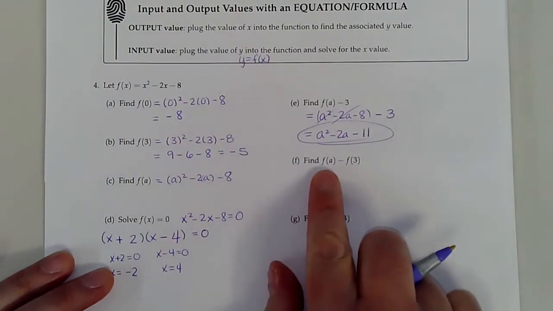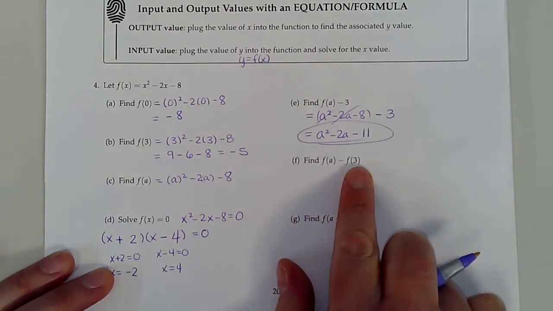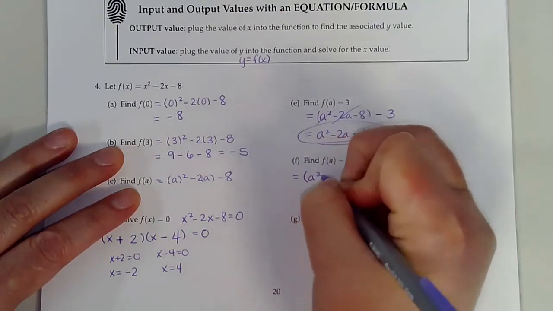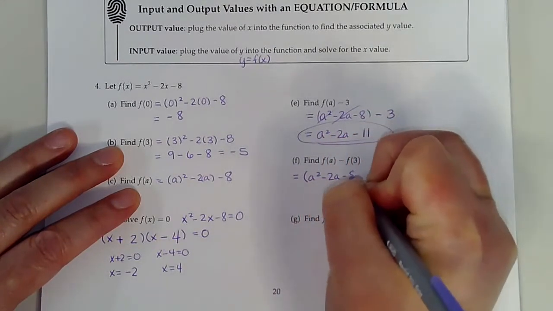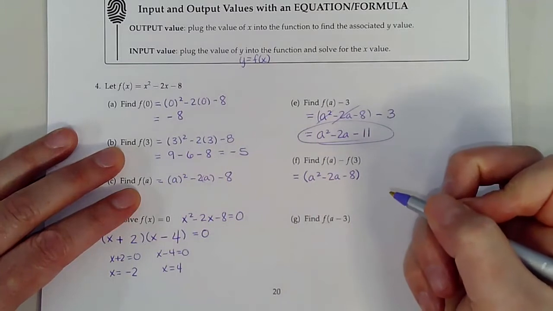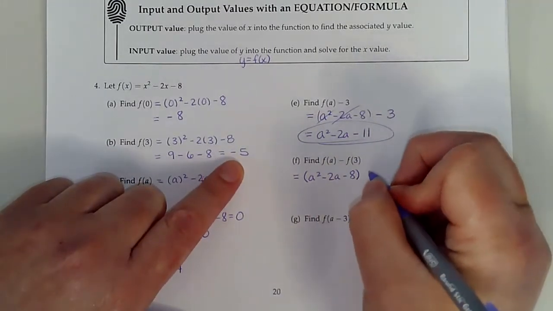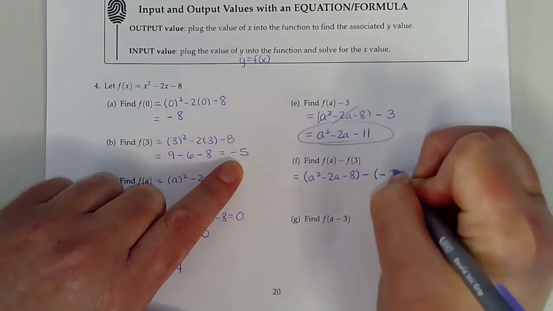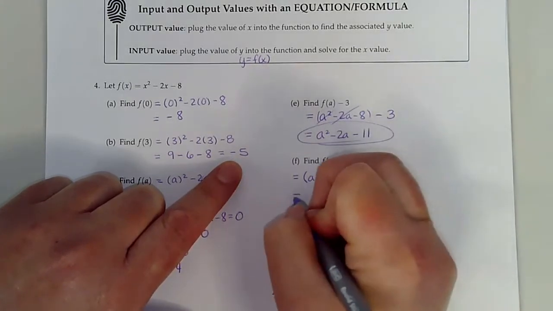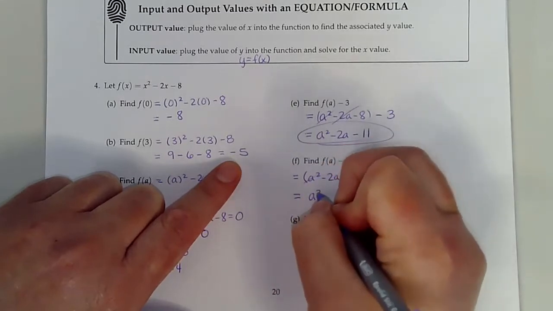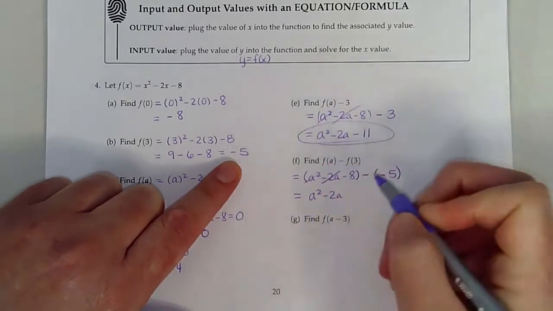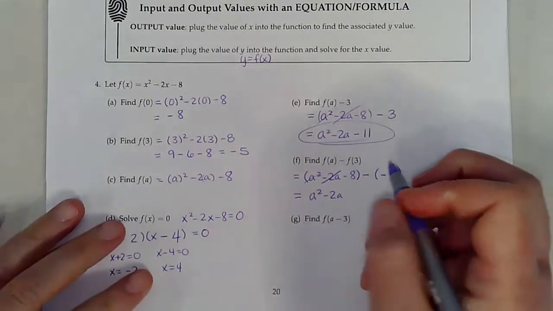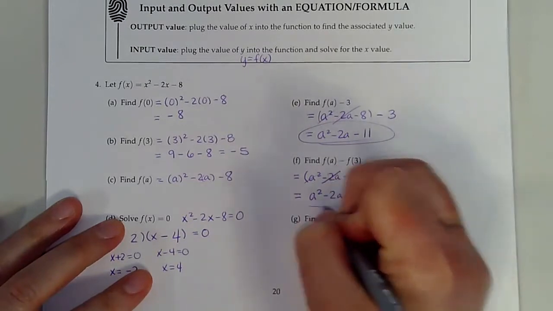F says find f of a minus f of 3. So we have both of those already. We know f of a is a squared minus 2a minus 8. And we know that f of 3 is equal to negative 5. So we'll do minus a negative 5 here. And again, we'll simplify. A squared is by itself, as is 2a. And then we have minus 8 and plus 5. So minus 8 plus 5 gives us a minus 3 total.